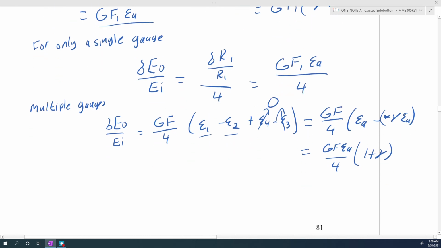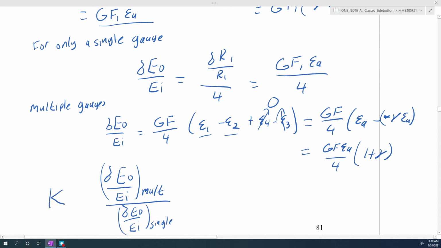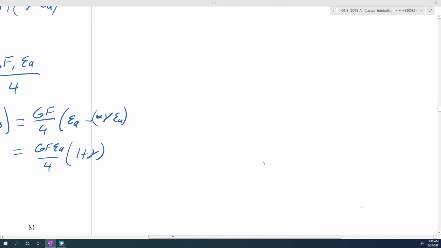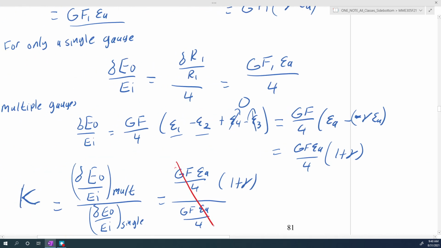Now, if we divide the delta EO over EI for the multiple gauges by the delta EO over EI for the single gauge, that is the definition of our bridge constant. Both of them would have the gauge factor epsilon A over 4, and the only thing that's different between them would be the 1 plus V. So the gauge factor and the epsilon A within the equations would all cancel out, and we'd be left with our constant being 1 plus V.